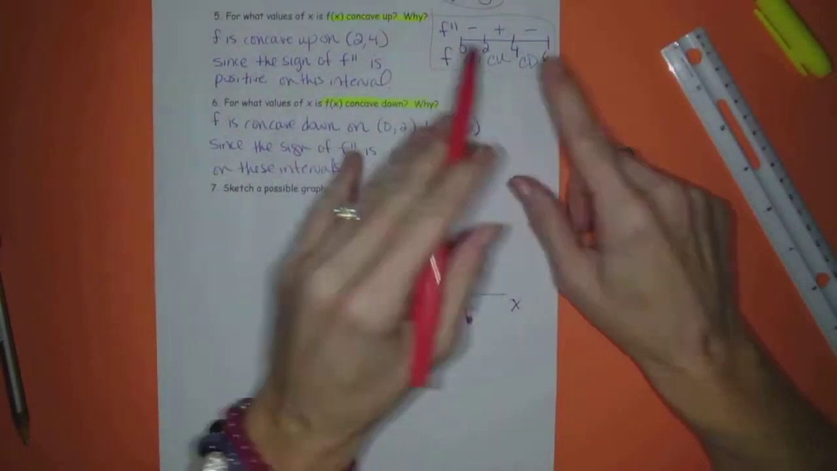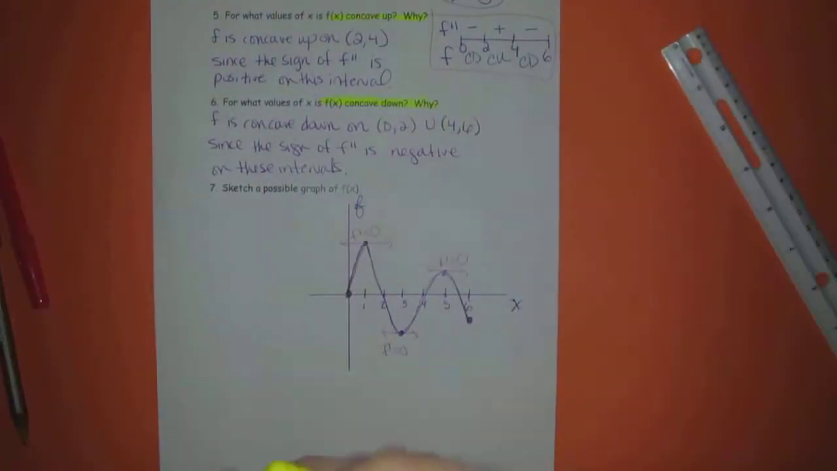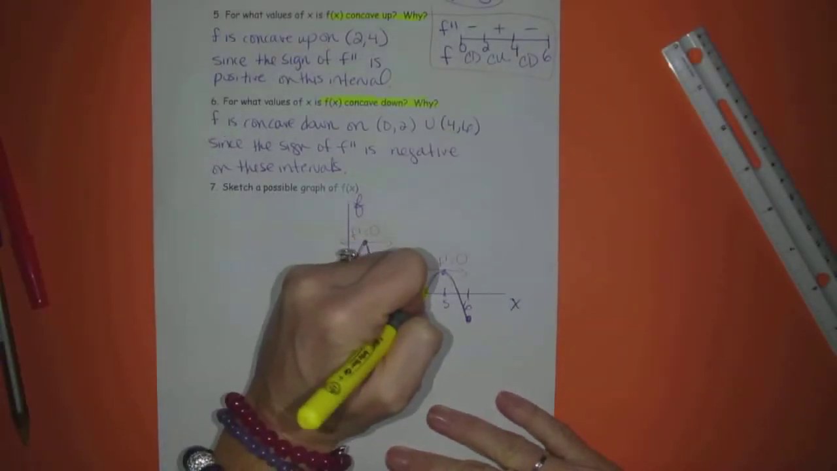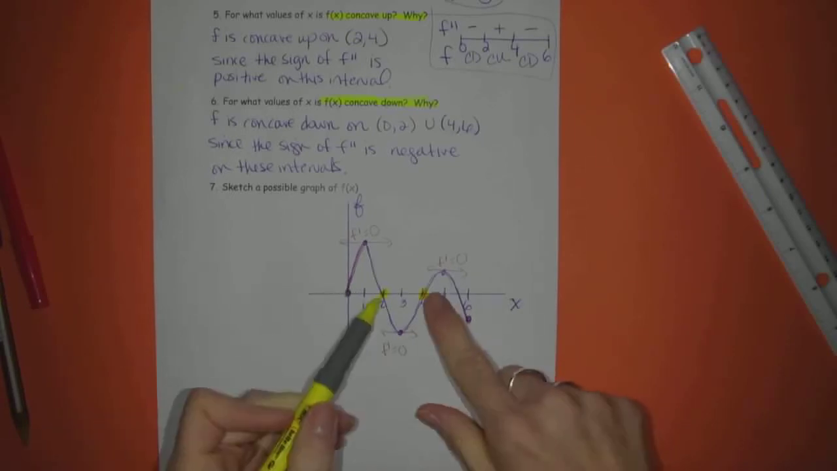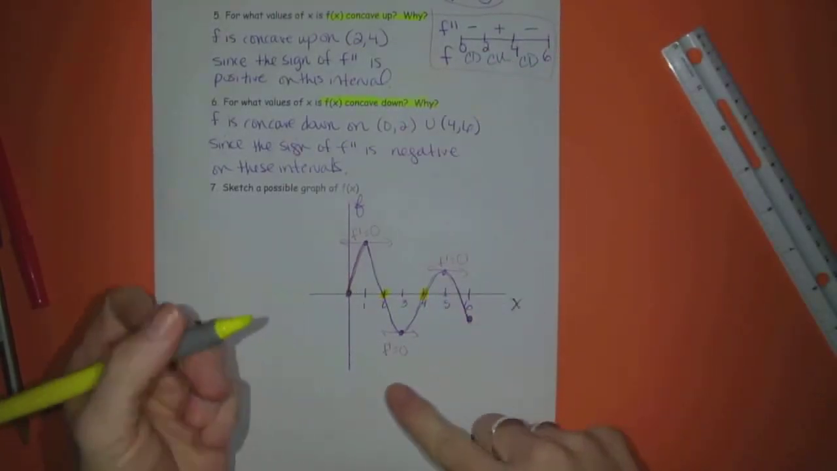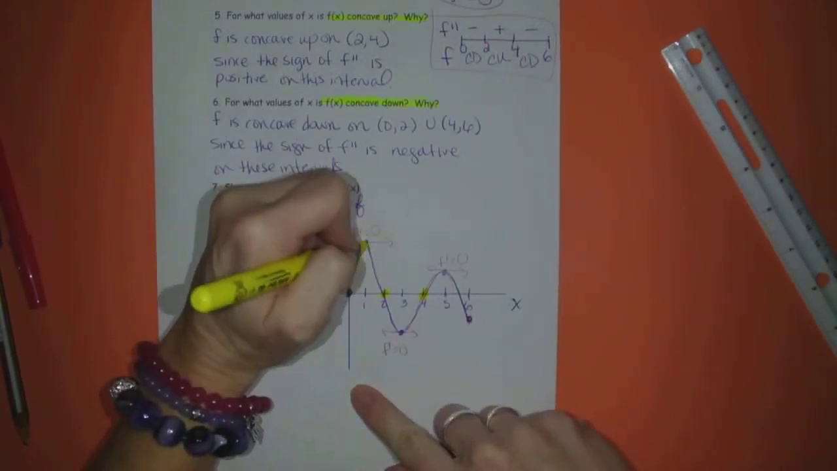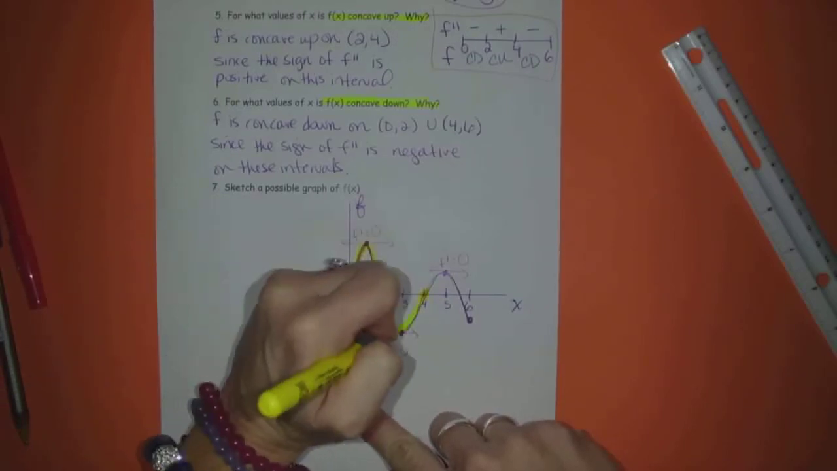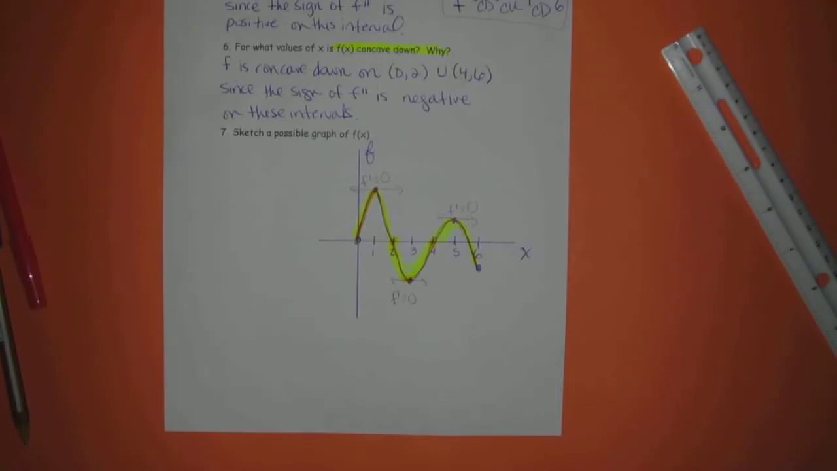Now let me look at this chart. Okay, 2 and 4 are supposed to be inflection points. Let me mark those on the graph. So like this is supposed to be an inflection point, and this is supposed to be an inflection point. The concavity of the graph is supposed to change at these two values of x. So let's see if it does. From down to up and up to down. From down to up and from up to down. Love it. Totally. Looking really good.